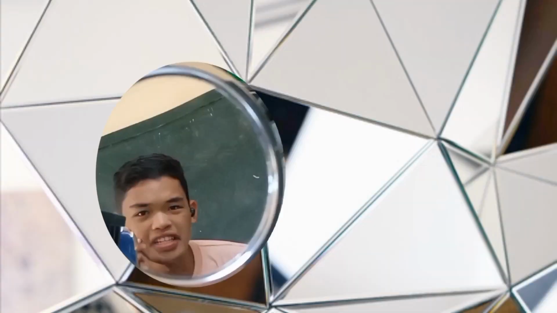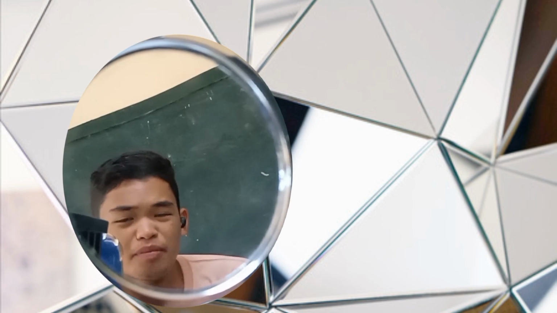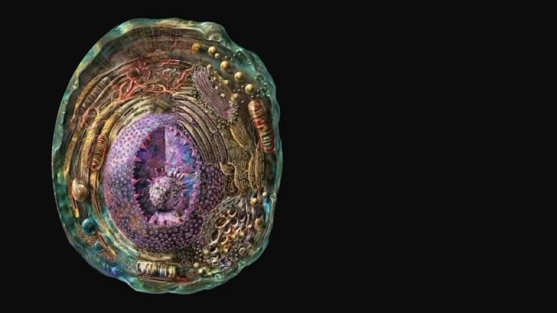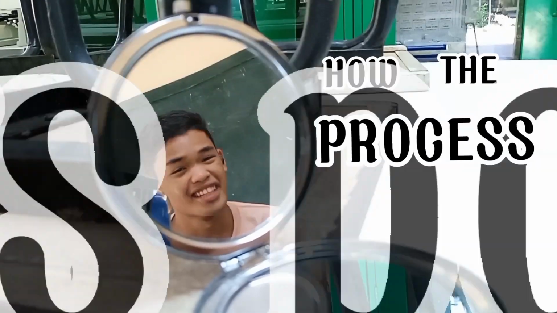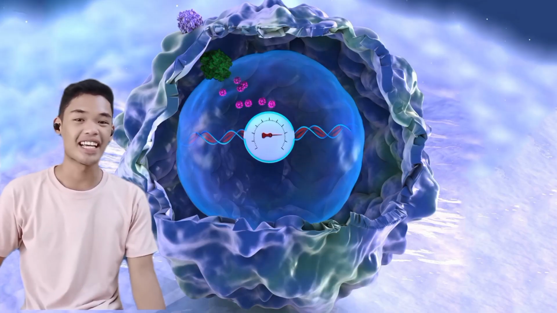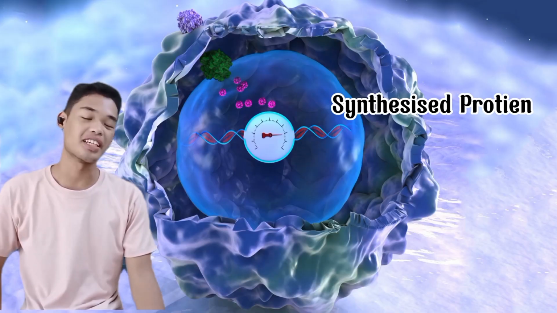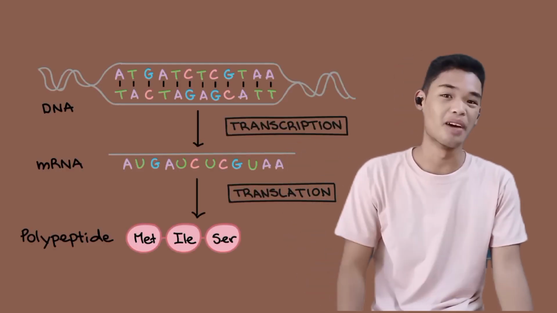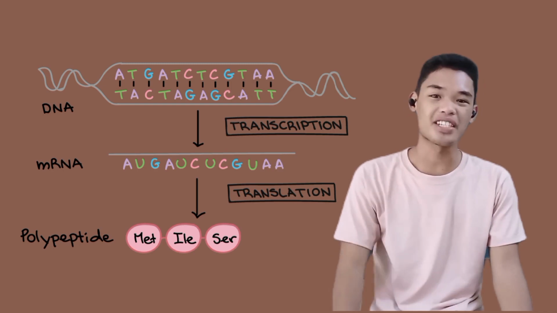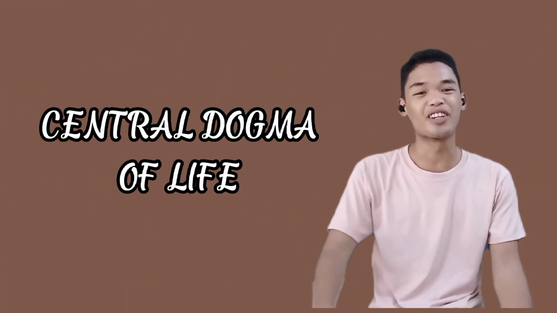Take a moment and look at yourself in the mirror. The skin, the muscles, and the bones you see are made out of cells, which contain millions of proteins. But do you ever wonder how the process is done? The most important task of a cell is to synthesize protein based on the code of DNA. But how are these codes read? Well, the answer to that question lies in the central dogma of life.